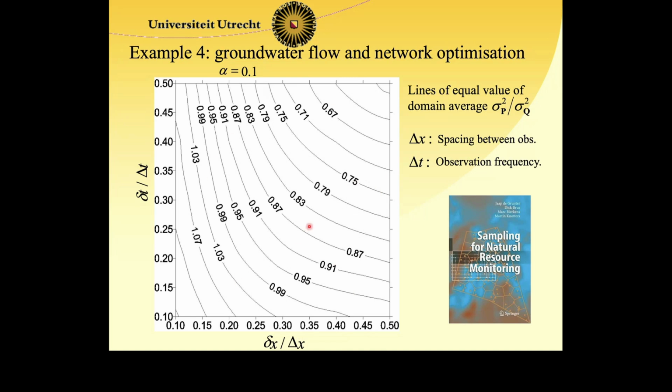And this is a figure that you can use if you know what your system properties are, and you know what your discretization is in your groundwater model. You can actually use this already to find an optimal sampling scheme in space and time.